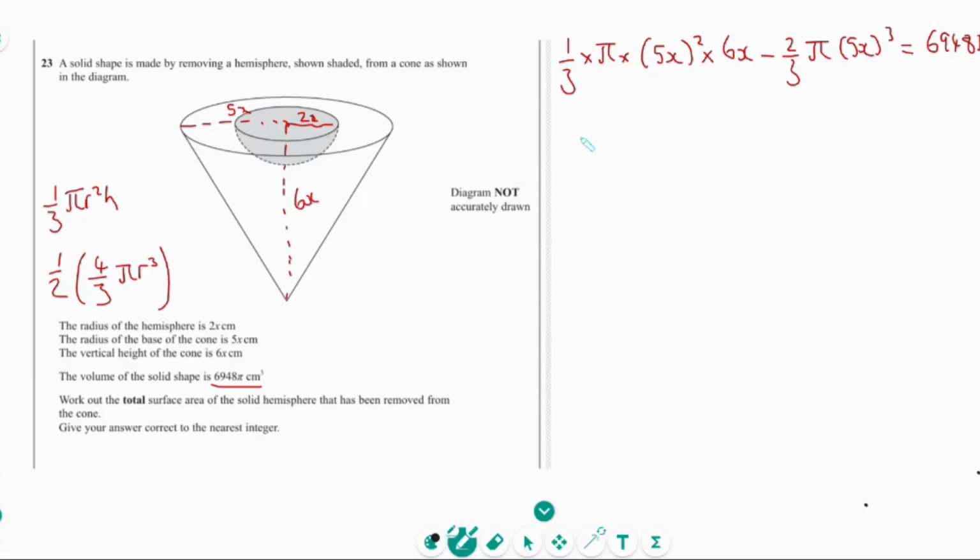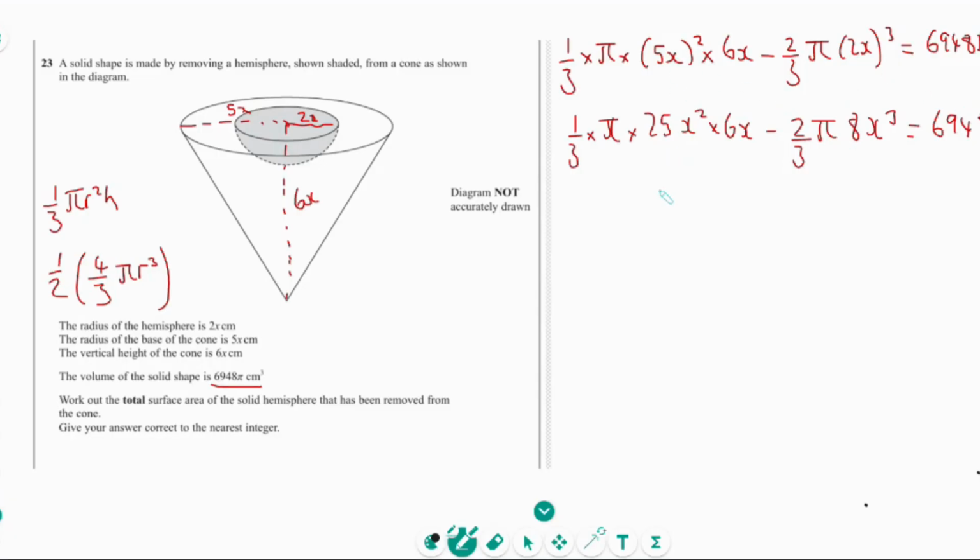But let's simplify this a bit. So we've got a third times pi. 5 squared is 25. So times 25x squared times 6x minus 2/3. Sorry, that's not 5 there. That's 2, isn't it? The radius of the hemisphere is 2. 2 cubed is 8. That's the first mistake people make. They forget to cube the 2 and square the 5.